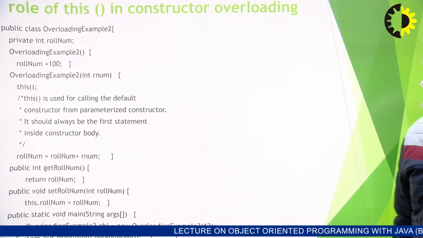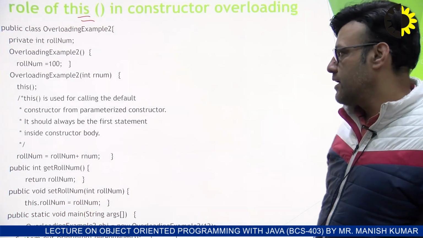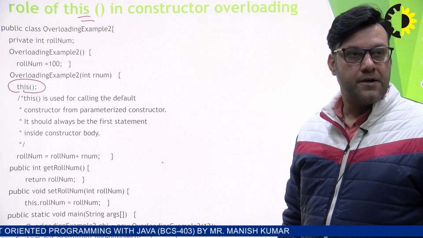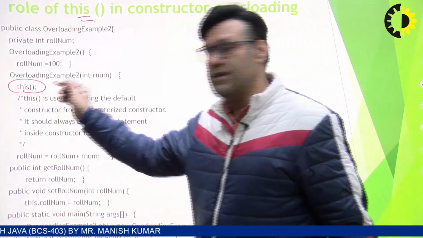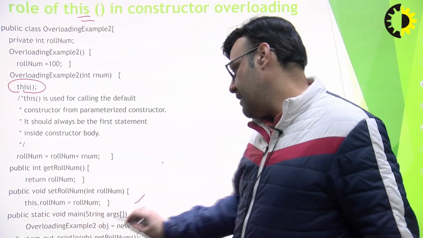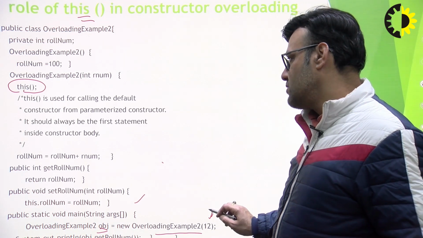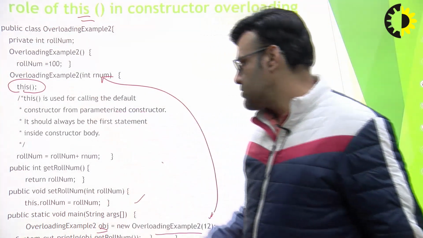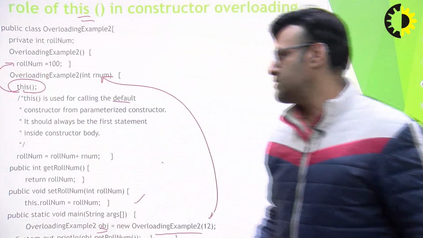Okay, students. And you can also know that this is the role of the this keyword in constructor overloading. In this overloading, I have used the this keyword here. This is very helpful sometimes in constructor overloading. What this does is point to the current object. So in public static void main, I have created this object obj, new overloading example 2, and under this I have passed 12. So this 12 will go here. Then this is called here. This is used for calling the default constructor. So with the help of this, the default constructor is called.